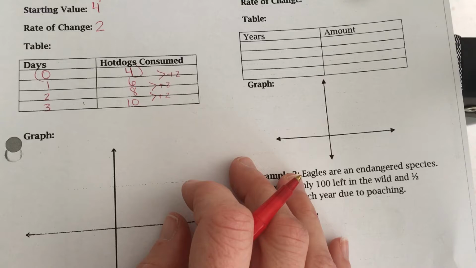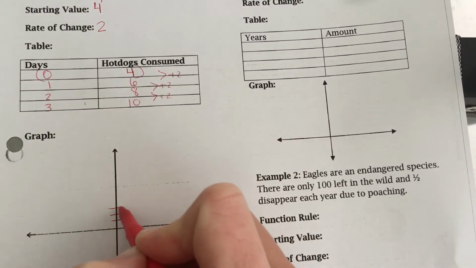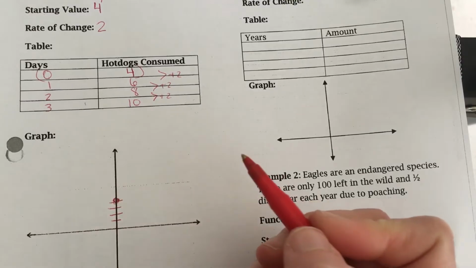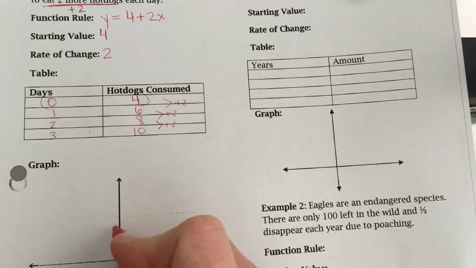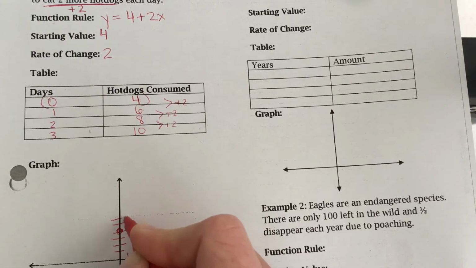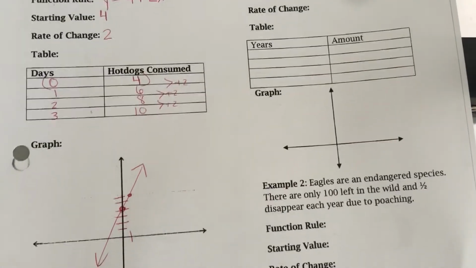All right, so if we wanted to make a graph, our y-intercept is 4. So I'd go up 4 and put a point. And then my slope is 2. So I go up 2 and over 1. And I draw a straight line, okay?